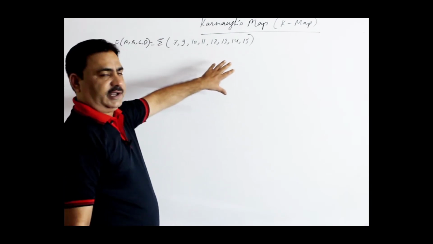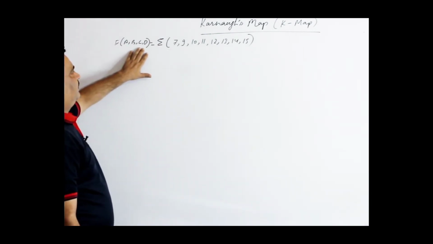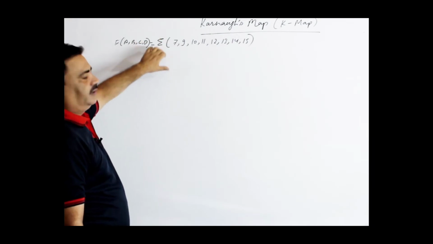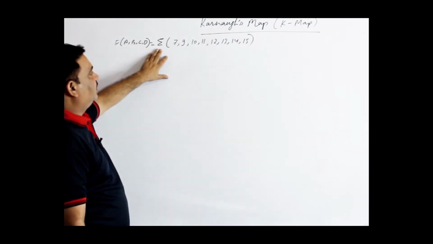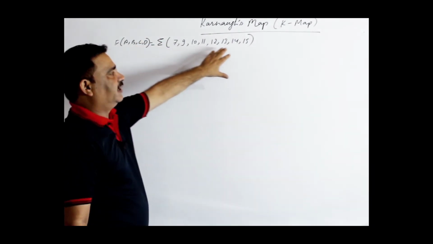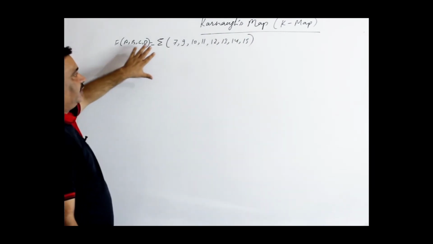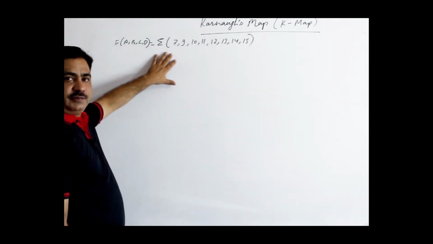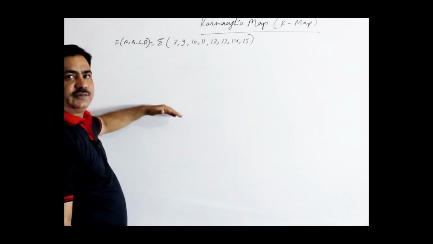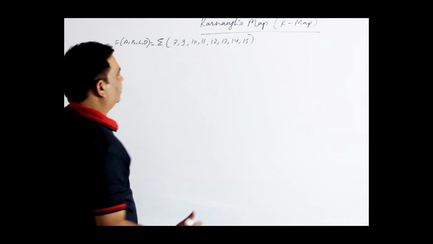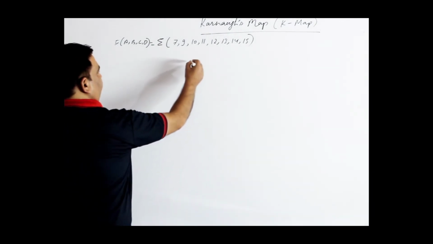I am using 4 variable K-map. There are 4 variables A, B, C, D, sigma sign for SOP expression. These are the designations. So we have to reduce this cardinal form into the lowest reduced expression. First of all, form the K-map.